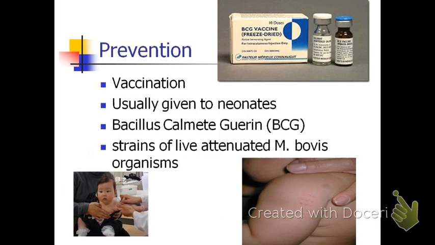Okay, prevention. Vaccination is usually being given to neonates. So, the name of the vaccine is the BCG, the Bacillus Calmette-Guerin, the strains of live attenuated Mycobacterium bovis. Attenuated means that the organisms have already been rendered weakened. So it is hoped that you'll be able to produce antibodies against Mycobacterium tuberculosis. So, this should also only be given to neonates.